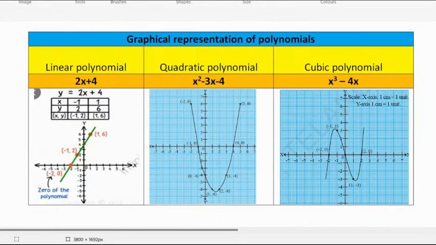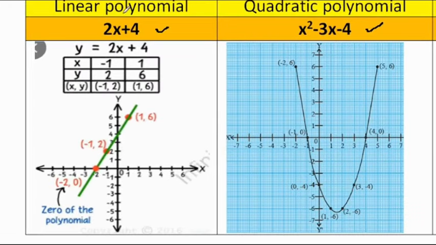We'll move to the next topic in the polynomial chapter, that is graphical representation of polynomials. We have three polynomials: linear polynomial, quadratic polynomial and cubic polynomial. I have taken an example for each. The linear polynomial in graph is nothing but a straight line. Remember this, students. Always the linear polynomial with degree 1 is a straight line.